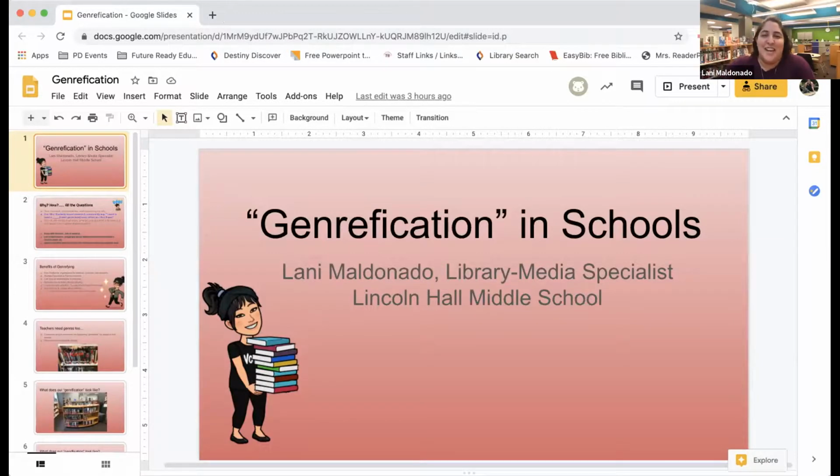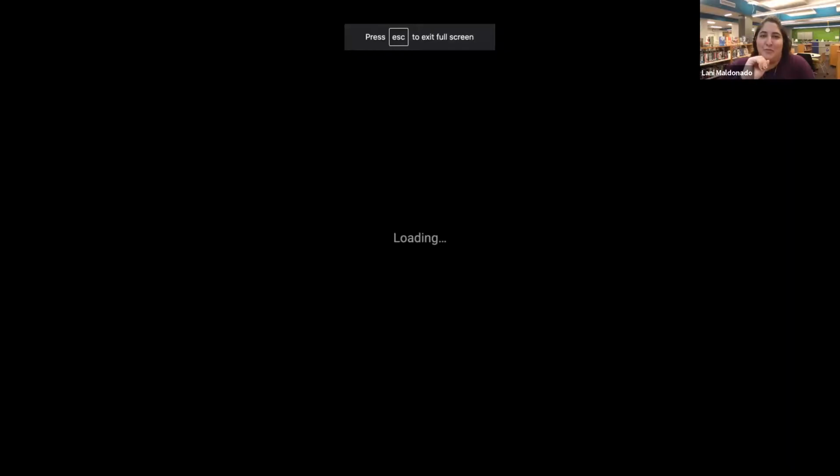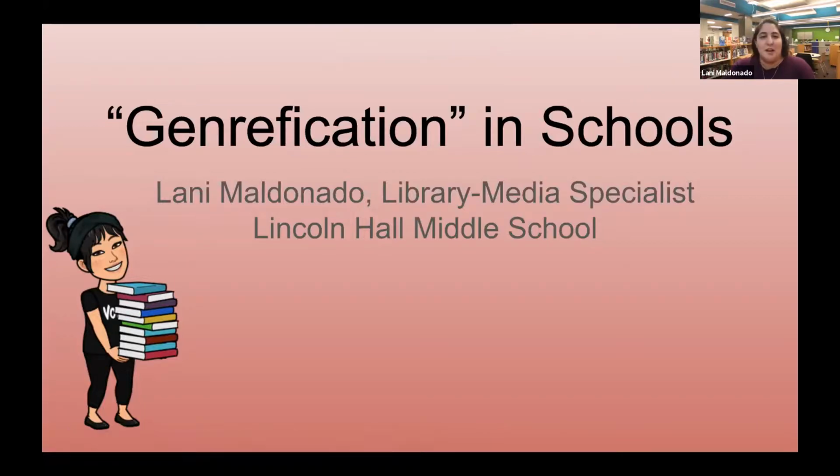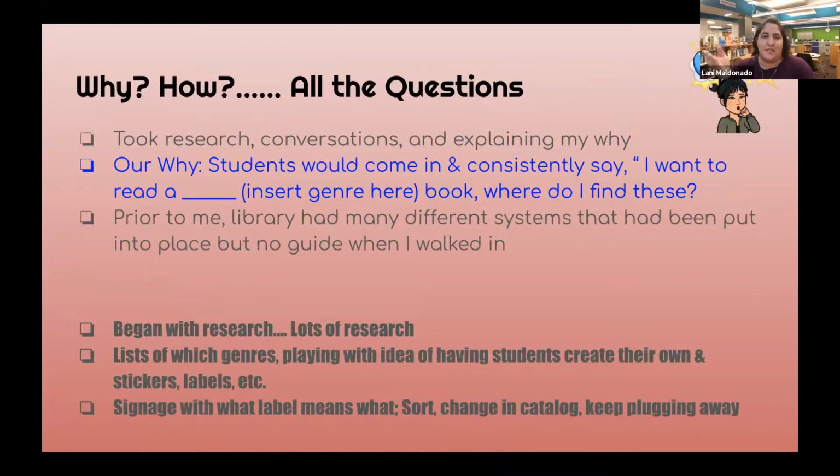Hi, everybody. I'm not gonna take too much time because I know you might have more questions, and I'd rather you ask those because a lot of my things are very consistent with the other two librarians. I came into a middle school library that had just been renovated, and like everyone has said, this process has definitely taken a long time. I would say I'm in the middle of the process.